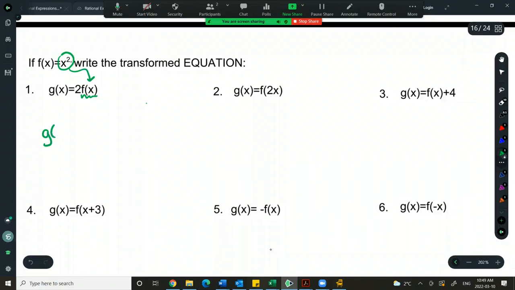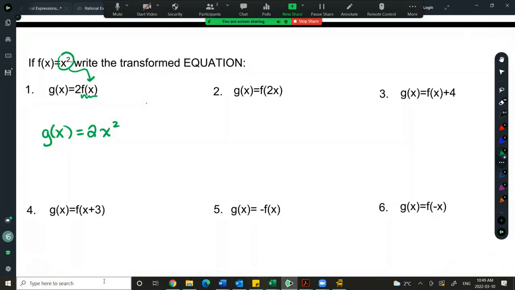That means the final equation after I perform these transformations on x squared would look like this, 2x squared. That's the actual equation. If I wanted to go and type this into Desmos graphing calculator or something like that and have the graph of this function show up, that's what I would want to type in.